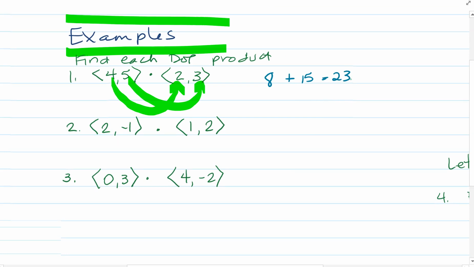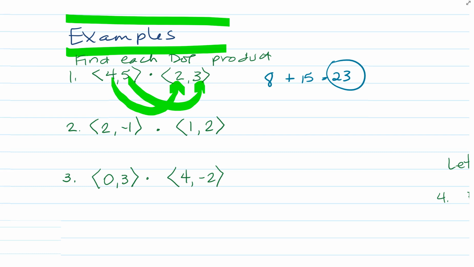Now, if you noticed, hopefully, that I multiplied a vector by a vector, and I got a scalar, I just got a number. I no longer have a vector. I just have a number. So please remember that. Let's do it again.